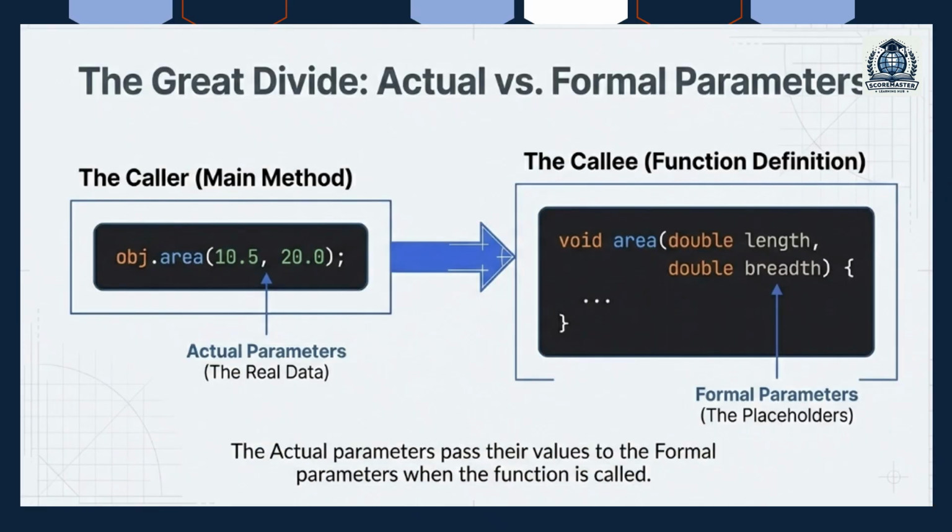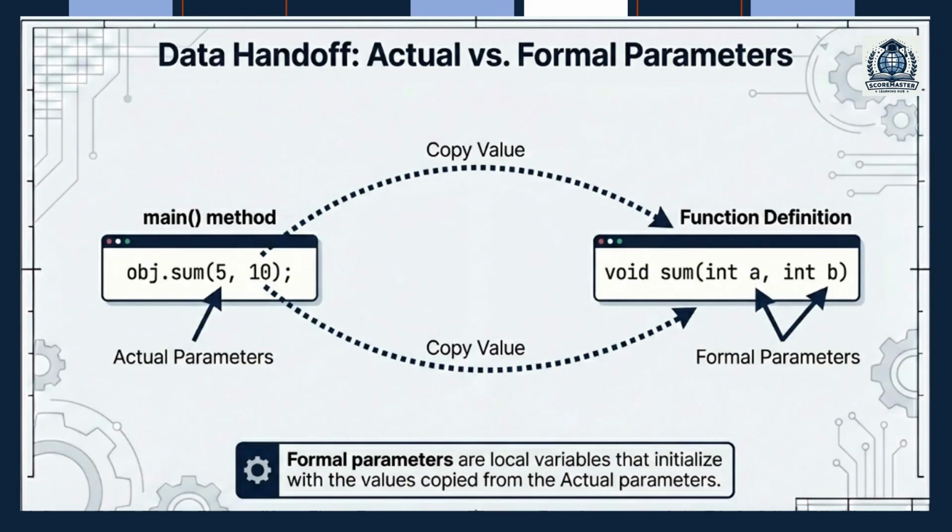Actual parameters are the real values sent when calling a function. Formal parameters are the variables in the function definition that receive those values. Think of it simply. Actual data goes in, formal variables catch and use it. Actual parameters send the values during a function call, while formal parameters receive those values inside the function. Java copies the data, so the function works on the copied values, not the originals. Change the formal parameter, and the original data stays untouched.